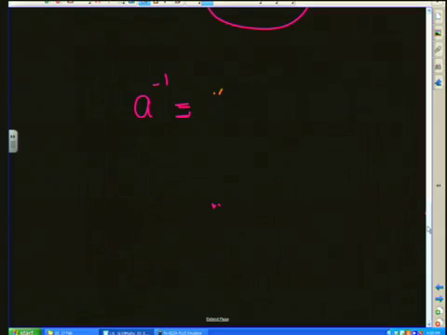Now guys, as I said to you in the beginning, as soon as you see a negative exponent, it straight away implies division. So a to the negative 1, in order to write that with a positive exponent, it's 1 over a to the positive 1. So what do we do? We change the position of the base. All right?